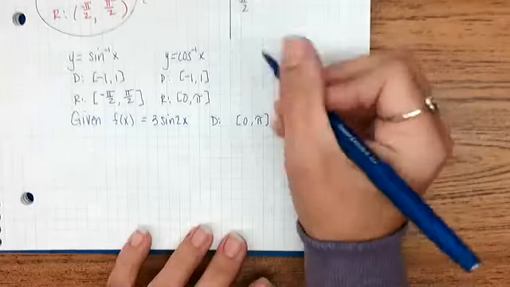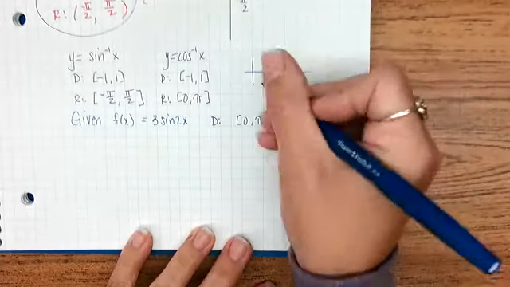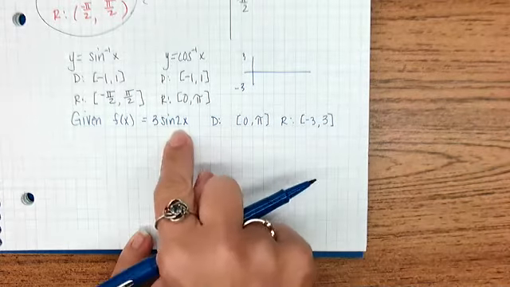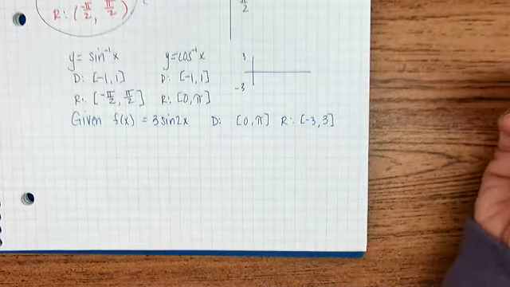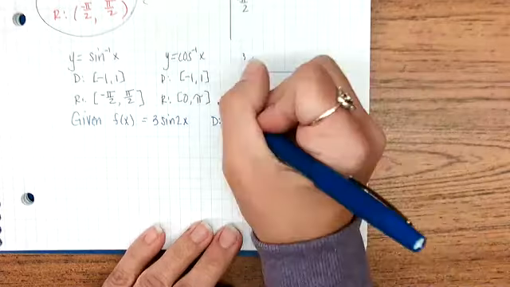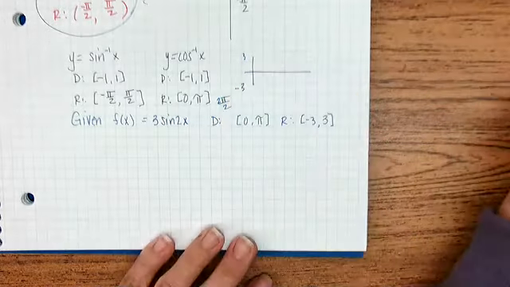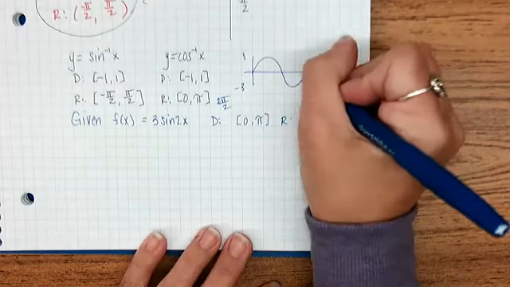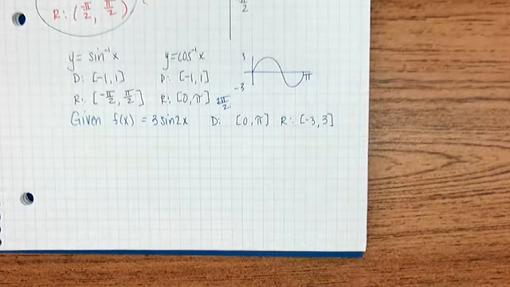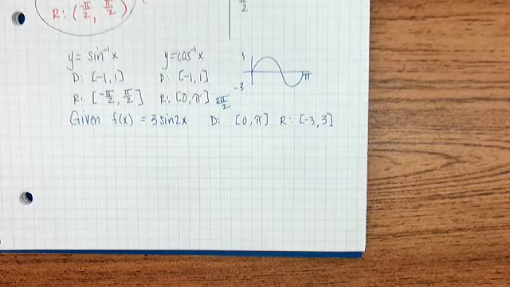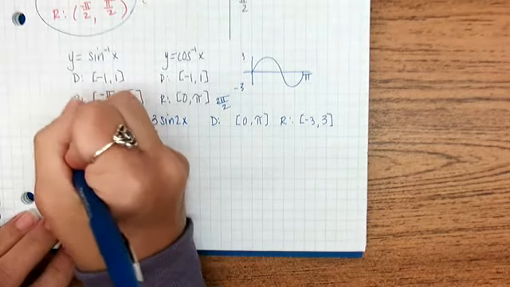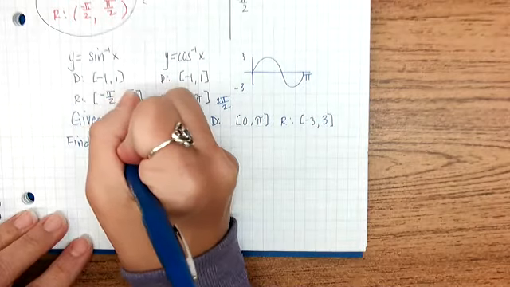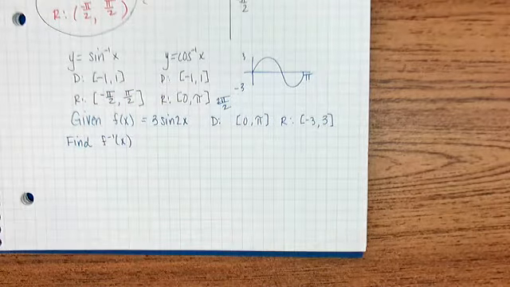If you need to, draw a quick little sketch for yourself. Amplitude is 3, so there's your range. Omega, the coefficient on the variable, is 2, so 2 pi over 2 to find the period is pi. So 0 to pi. Sometimes it helps to draw a quick sketch for yourself. I want to find the inverse.